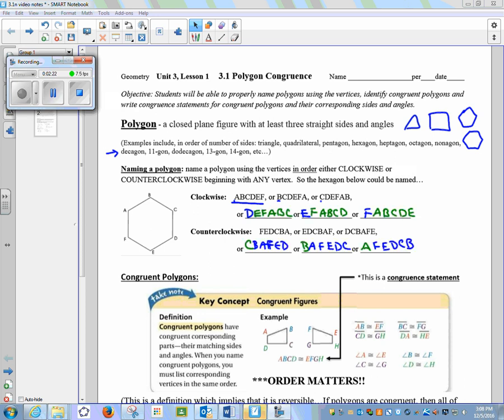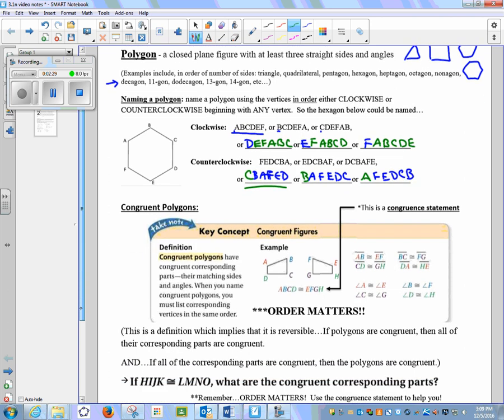Okay, so just make sure if you have a hexagon that you have actually 6 letters naming that hexagon. So there's the answers there.